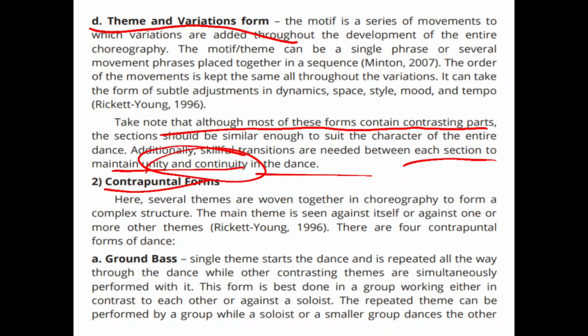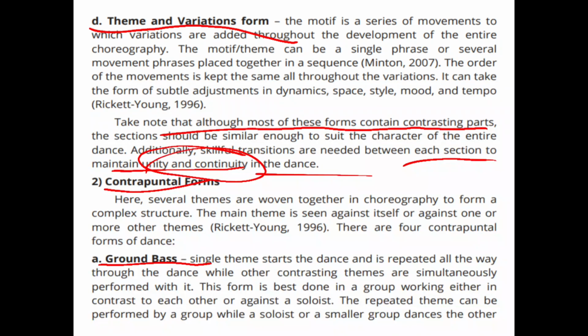Okay, contrapuntal forms. What do you mean by contrapuntal forms? Here, several themes are woven together in choreography to form a complex structure. The main theme is seen against itself and against one or more other themes. There are 4 contrapuntal forms of dance.